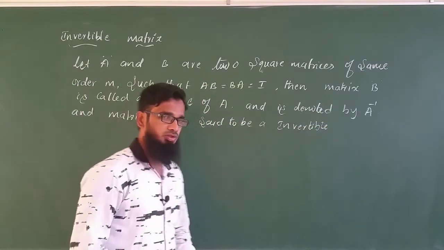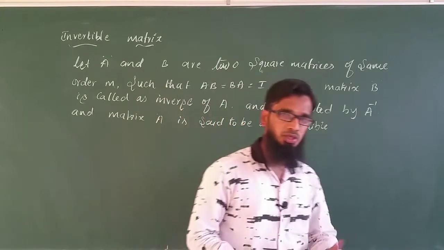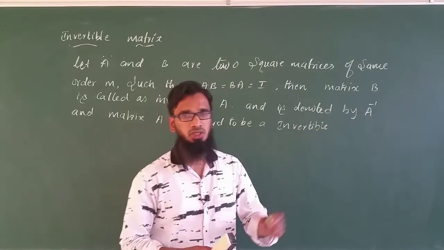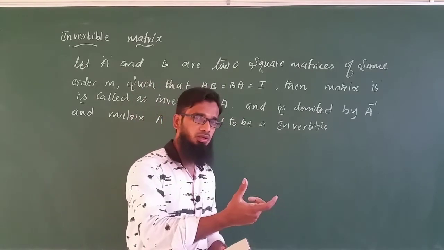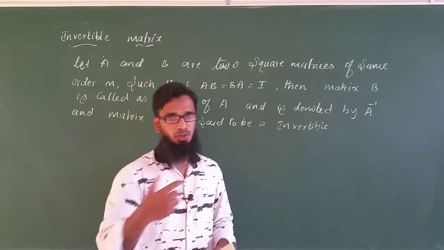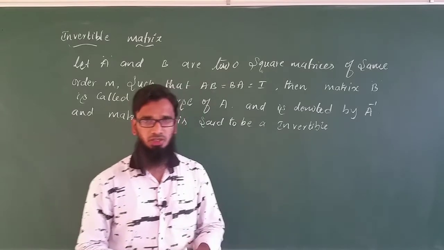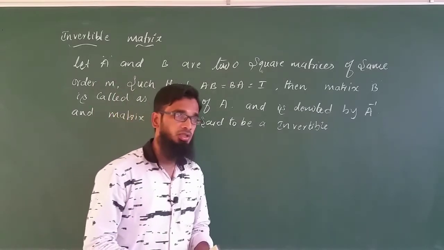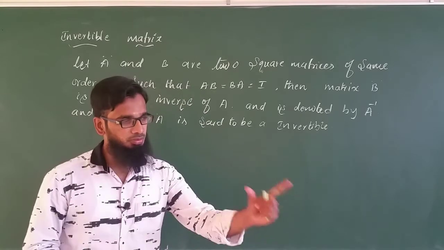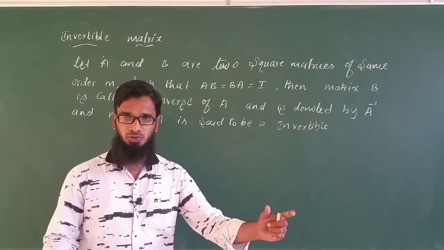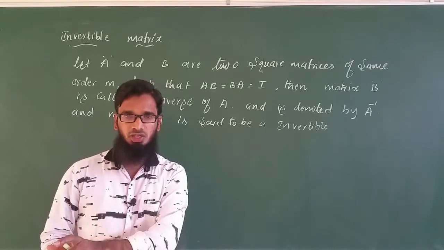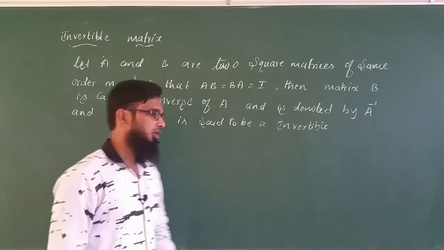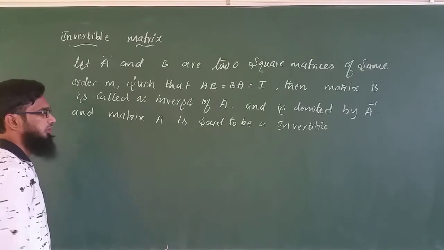Now let's go through this. I have a matrix A and a matrix B, and both have the same order. If I take the product of A into B, and again the product of B into A, and in both cases I get the same identity matrix I, then matrix B is the inverse of A. Or in reverse, matrix A is the inverse of B.